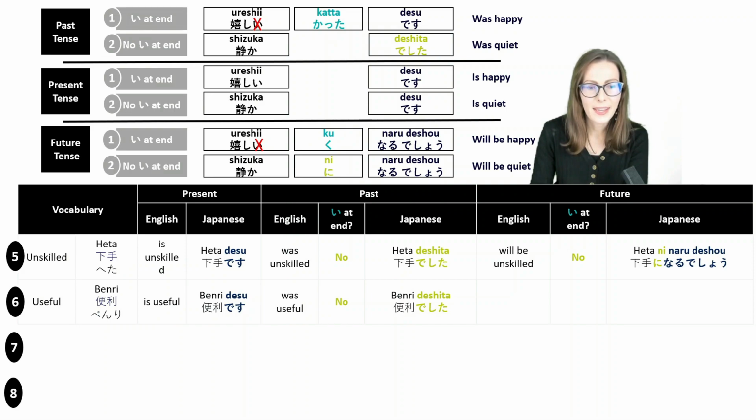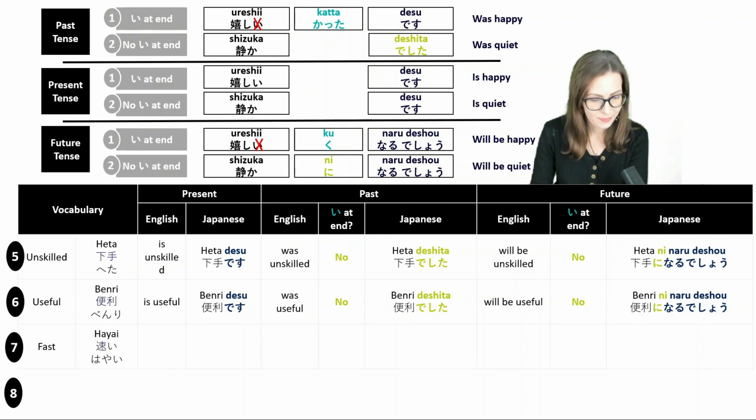And how do we say will be useful? Same question, same answer. The translation would be 便利になるでしょう, right? Excellent. Let's see the next one. How do we say fast? In Japanese would be 早い. So how do you say is fast? It would be 早いです, right?